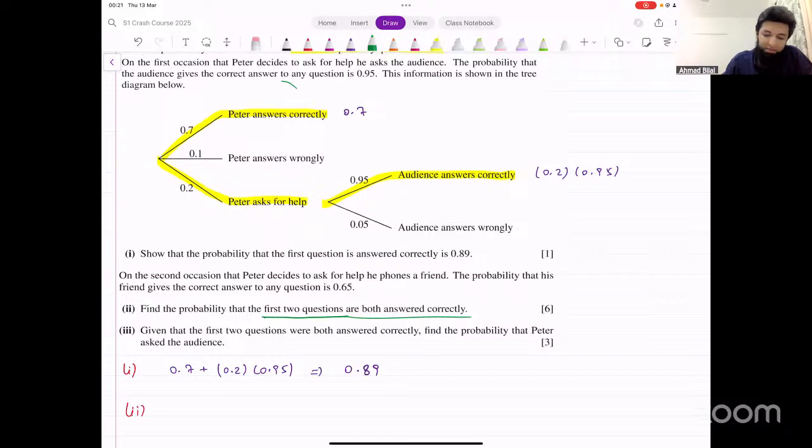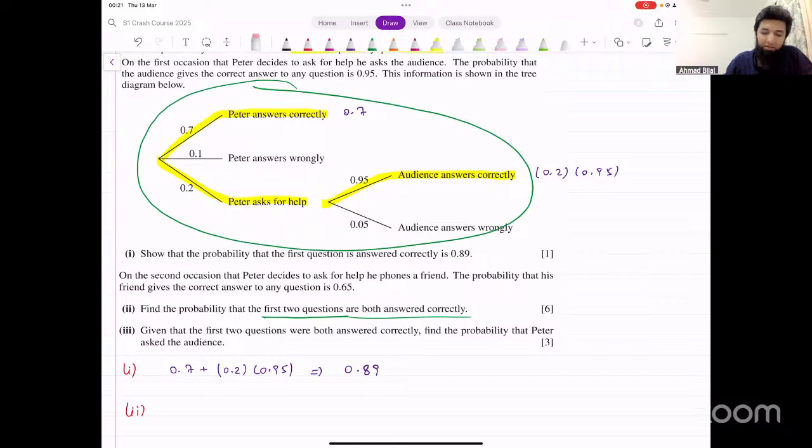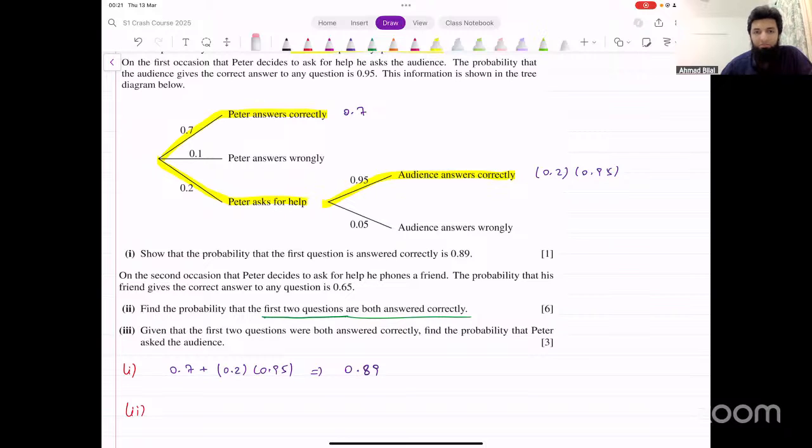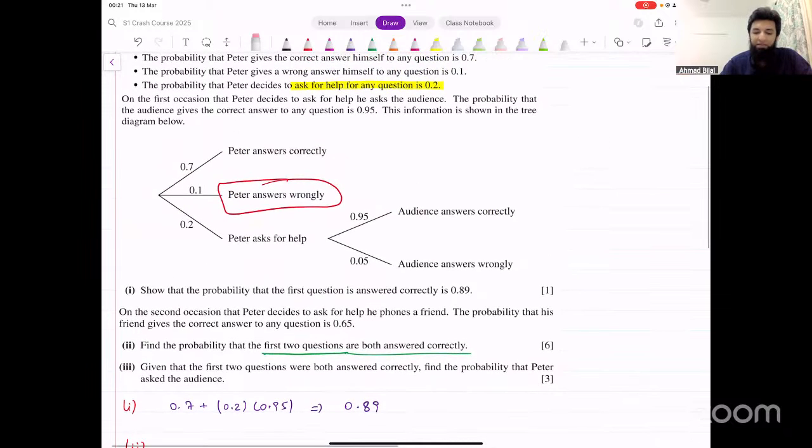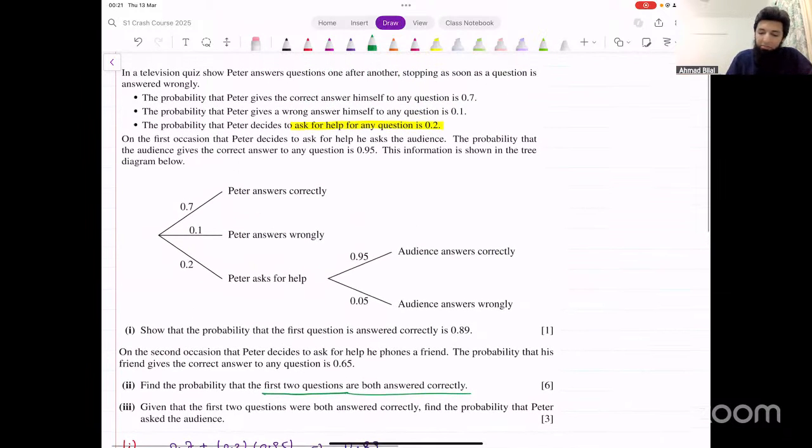Now, this tree diagram that you see here, it's only for the first question, right? It's only for the first question. Now, we would have to extend this tree diagram first so that it extends to two questions. How can we do that? If the first question is answered wrongly, the game stops there, right? That's how the game works. If he gets a question wrong, the game stops. Okay, so we don't have anything coming after this.